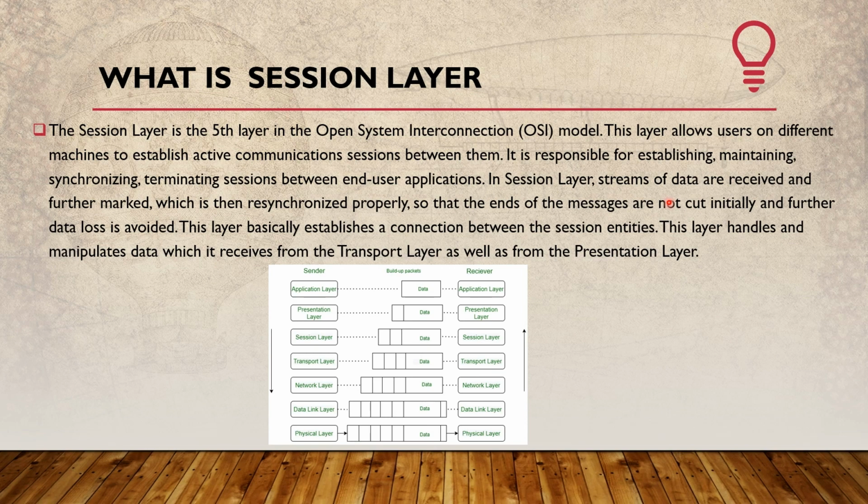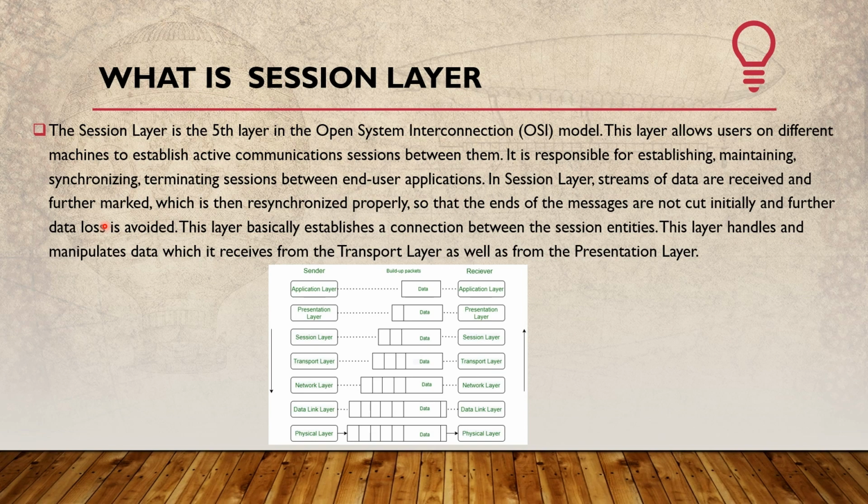In the session layer, streams of data are received and marked, and then resynchronized properly so that the ends of the messages are not cut off and data loss is avoided. When messages are received from the different layers, the session layer manages them properly to avoid data loss. If the session layer does not manage the sessions properly, data loss will occur, and the user will not get the application delivery properly.